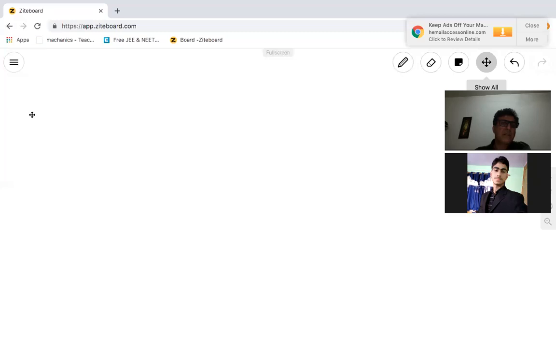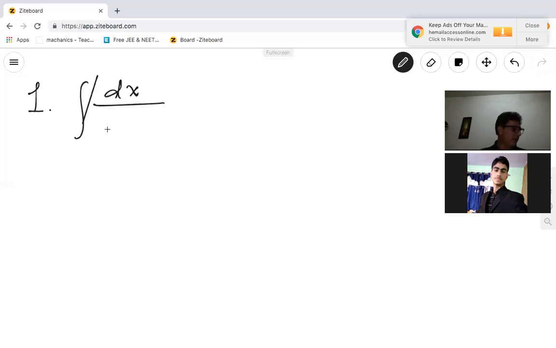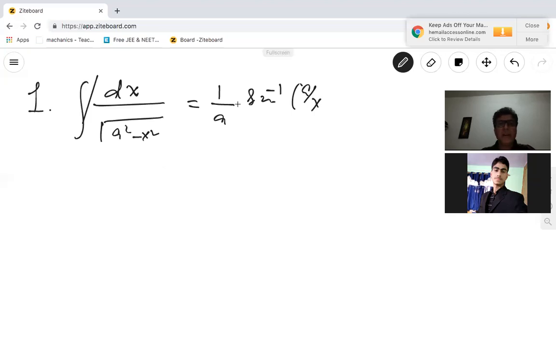Certain questions. Question number one. What was your question? Can you do your question? Okay, let me do your question first. Integration dx divided by root of a square minus x square is equal to 1 by a sine inverse a by x. What is the left side dimension? We have to see whether the equation is dimensionally correct or not.